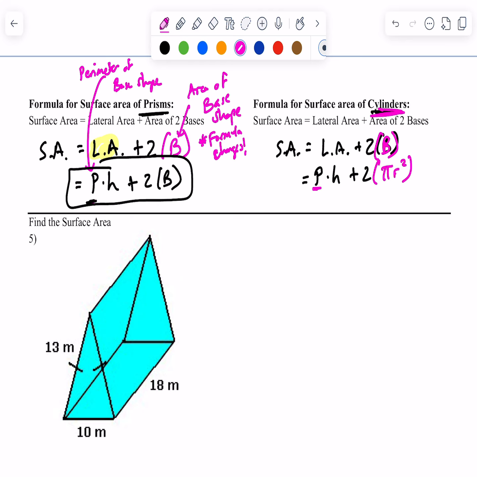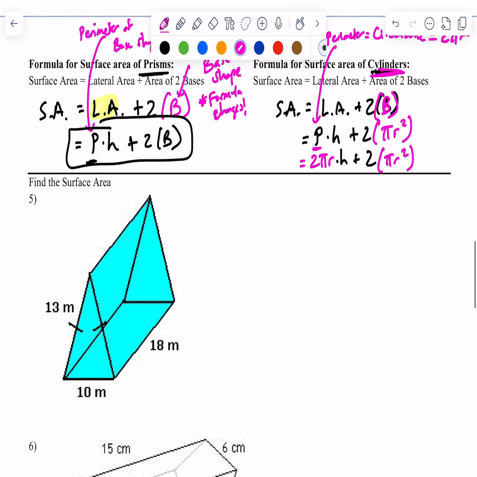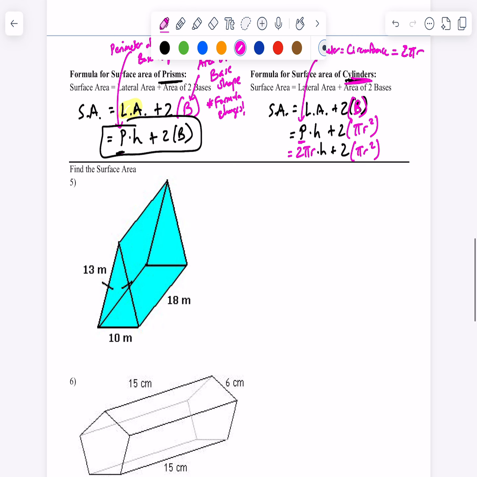And then instead of the perimeter, right? Remember, perimeter for a circle, perimeter equals circumference, which we know the formula is 2 pi r. Sorry about the pen there. 2 pi r. So I'm going to rewrite this just as 2 pi r times h plus 2 pi r squared. But again, these formulas are the same. Okay, so let's finish up with these three. Find the surface area. So instead, we're just going to jump right to this formula.